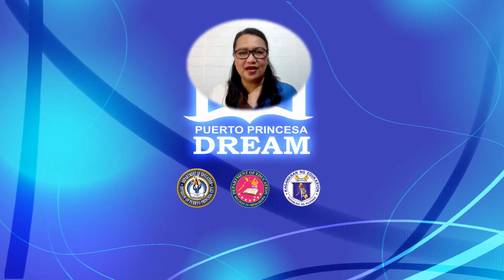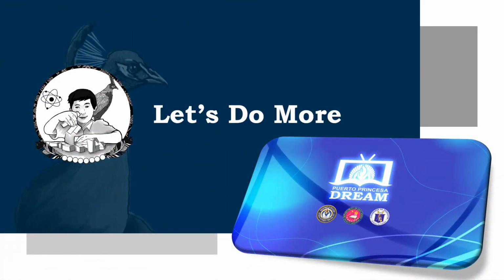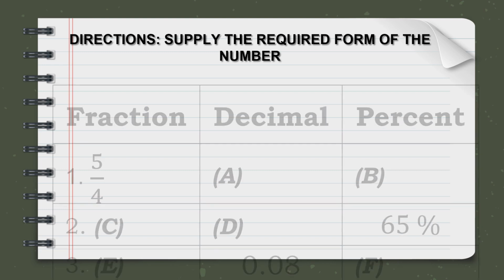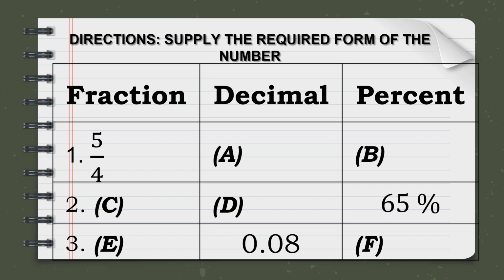To keep you more adept about our lesson, let's have more practice. Answer the following activities in your notebooks. Direction. Supply the required form of the number. Number 1. Convert 5/4 to A, its decimal equivalent.